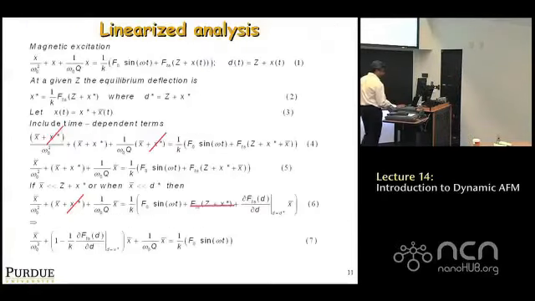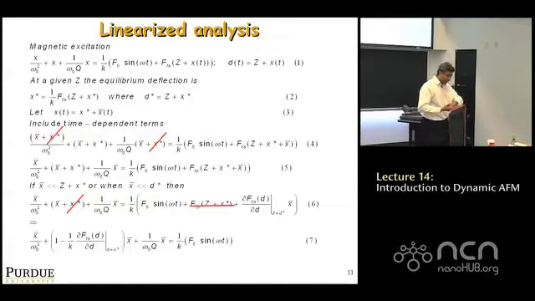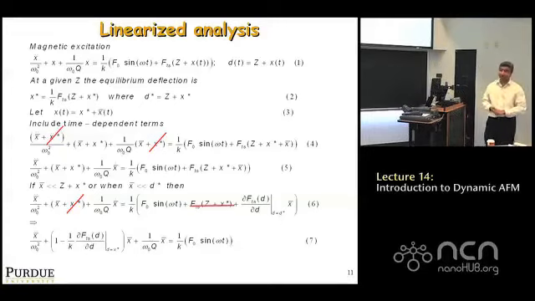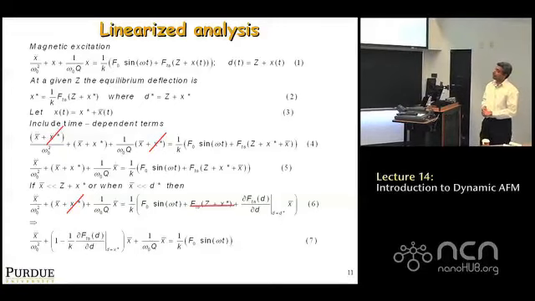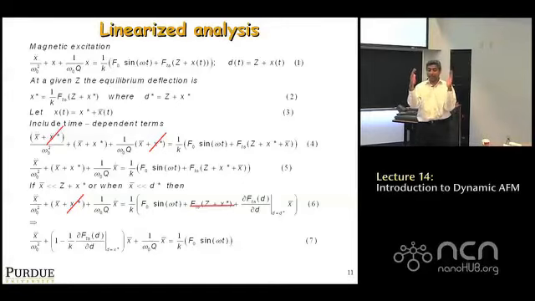We therefore have to make life a little simpler and try to do a linearized analysis of the problem. And this is what the linearized analysis is going to do. This is our equation of motion from the previous slide. And we're going to study this problem in two different ways. Let's say you're at a certain Z, right, and there's some interaction forces between the tip and the sample.